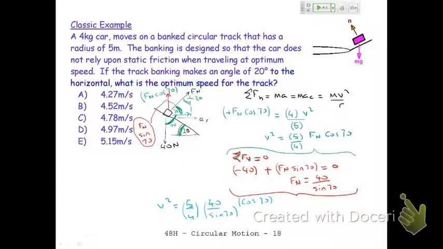And here's the thing that people slip up on: divided by sine 70, enter. And I'm getting 18.2. So that equals 18.2, and so v is equal to the square root of 18.2, which equals 4.266, so 4.27.